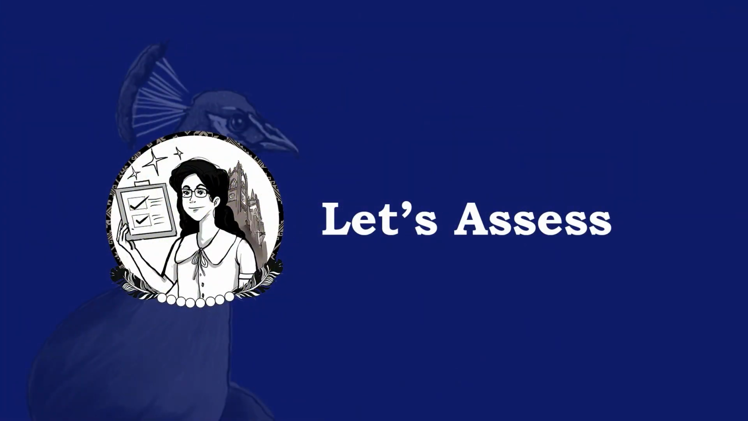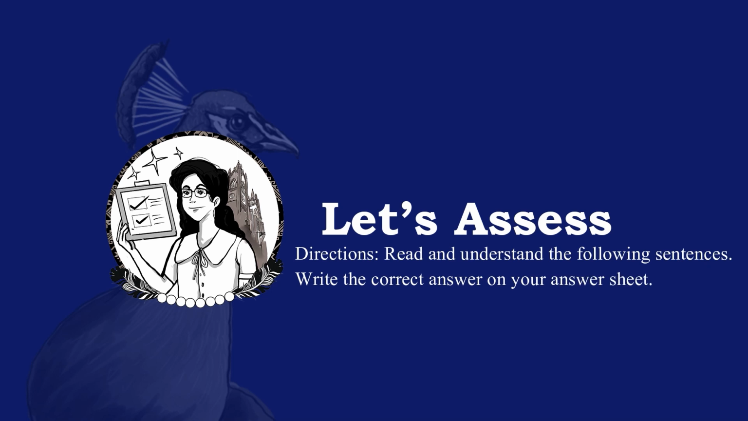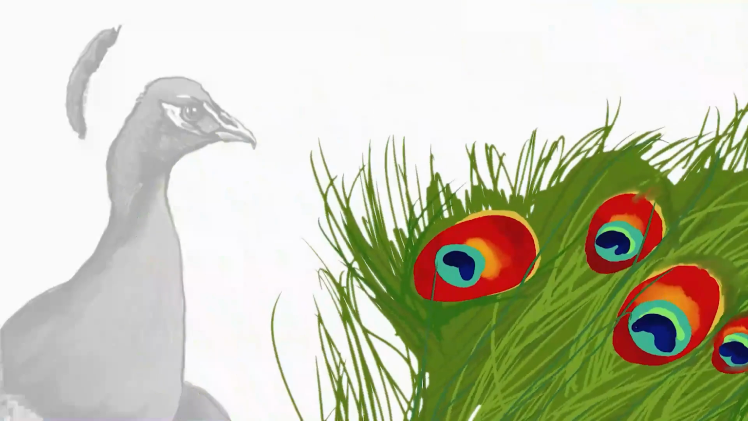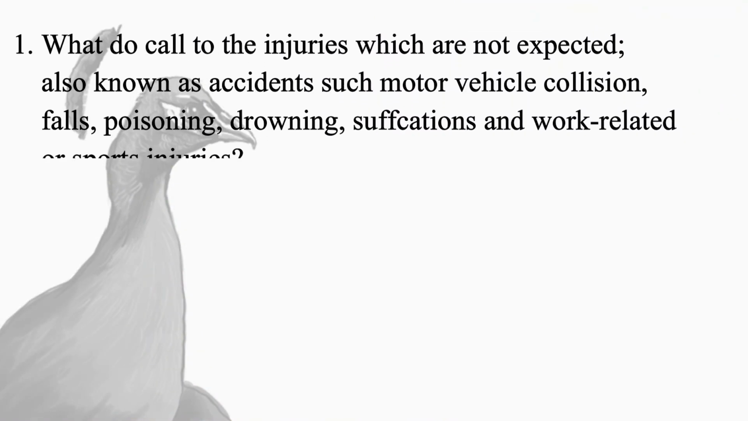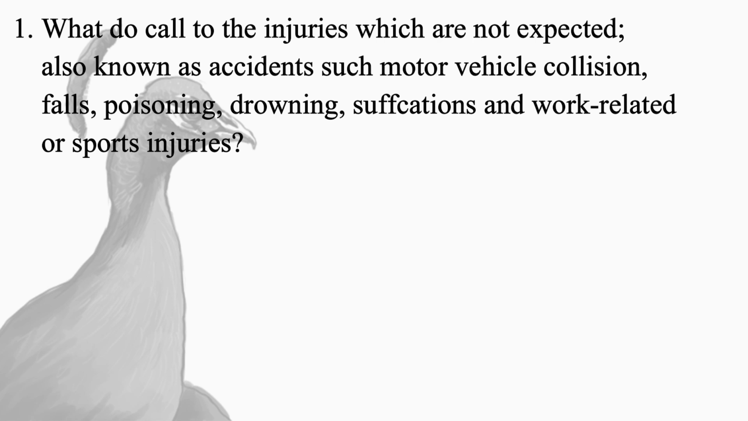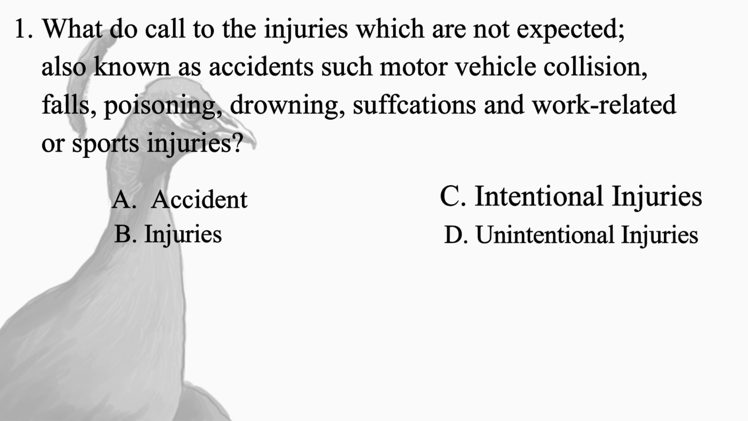At this juncture, we will now move on to our last activity. Get ready for our final test. Directions: Read and understand the following sentences. Write the correct answer on your answer sheet. Number 1. What do you call the injuries which are not expected, also known as accidents, such as motor vehicle collision, falls, poisoning, drowning, suffocation, and work-related or sports injuries? A. Accident. B. Injuries. C. Intentional injuries. D. Unintentional injuries.